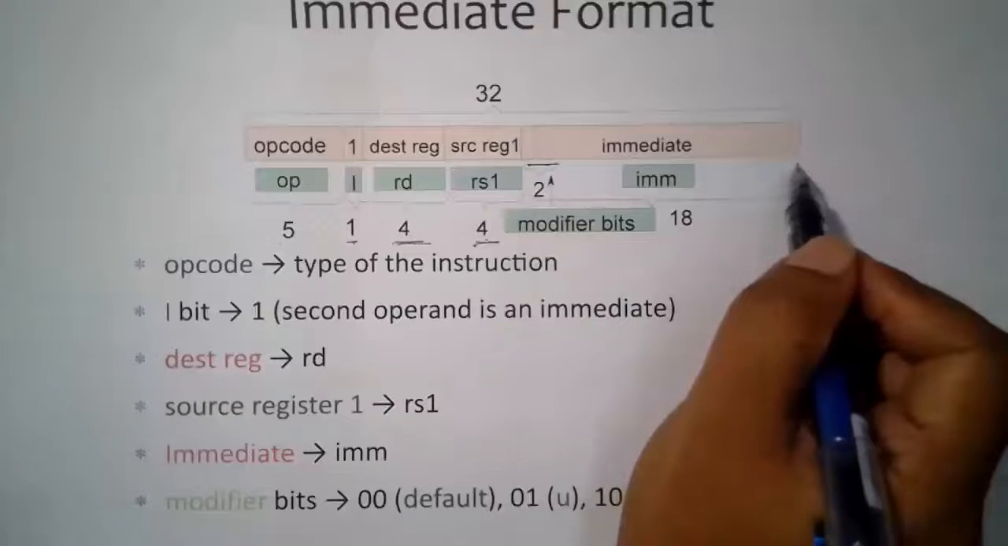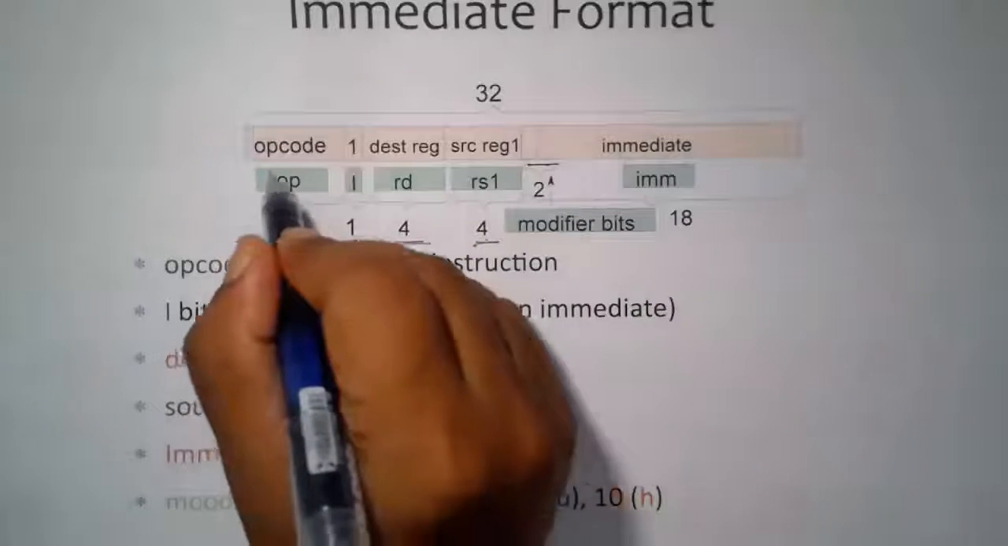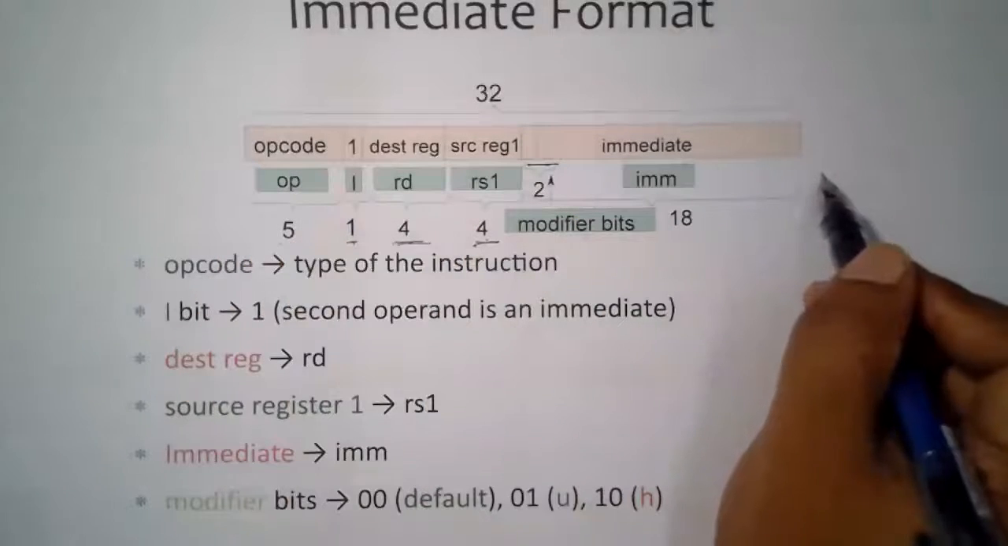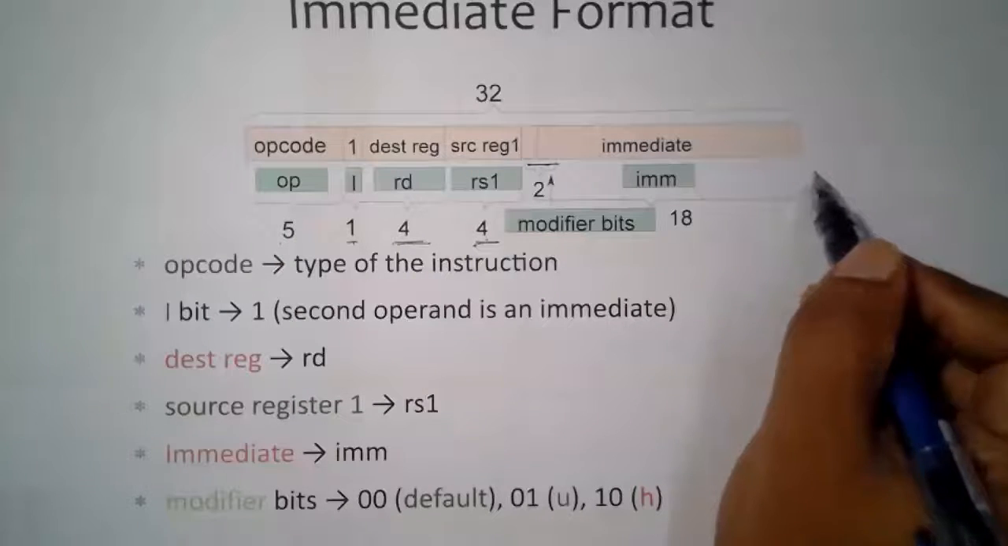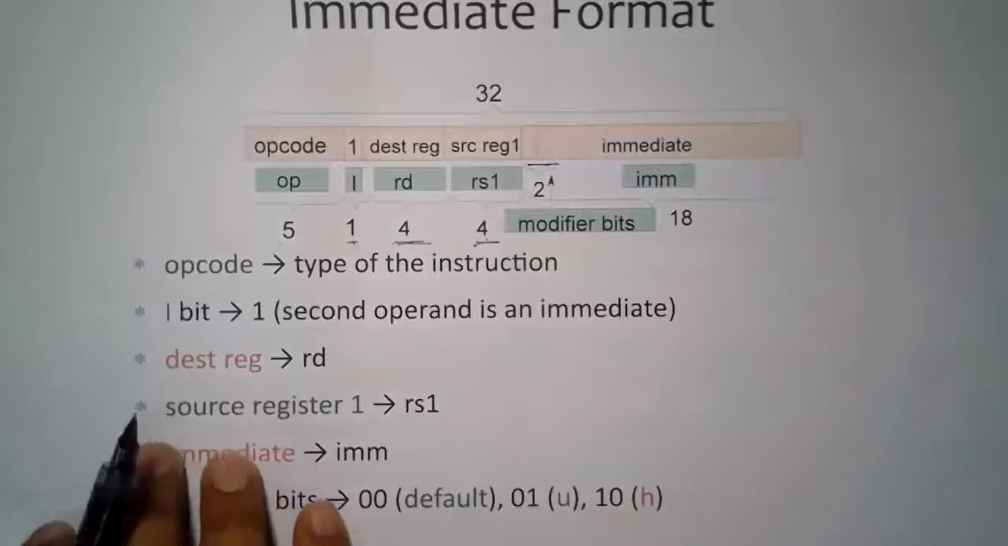All right. In this instruction, we have used all the 32 bits. There is no unused bit. All right. So I think this makes sense, right? Please feel free to ask if you have any questions.